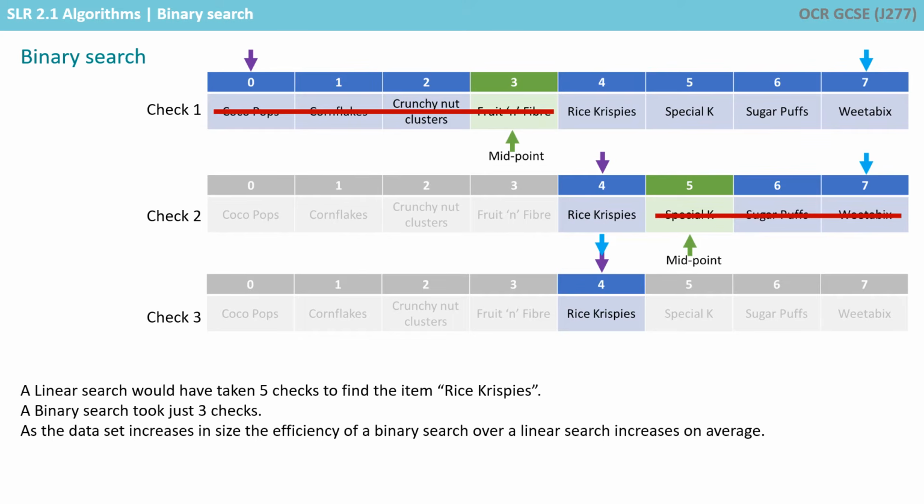Of course, there are some situations where the binary search is not better, and you might be able to spot them. For example, if the item we're looking for is the first one in the list. However, this is not usually the case, and certainly not with larger data sets.